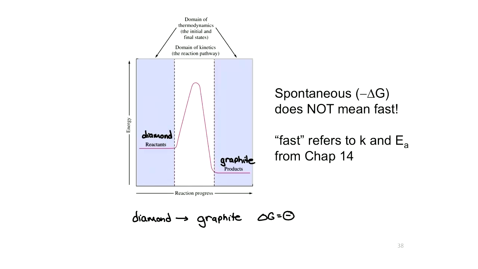So clearly for this diamond to graphite conversion, going from diamond to graphite is downhill, it's spontaneous, but there's this huge activation barrier preventing diamond from converting to graphite, so it just doesn't happen in our lifetime. If you Google it, it's something like 1 billion years it takes for diamond to convert to graphite.